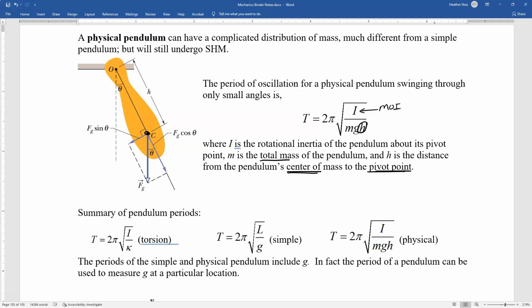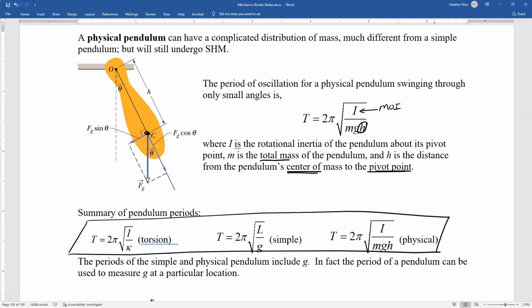So we have three basic ways that we can calculate the period of a pendulum depending on what type of pendulum we have. So if we have a simple pendulum, this is our bob. And if I want the period for this simple pendulum to be twice as long, this length is going to need to multiply by 4 because of that square root.